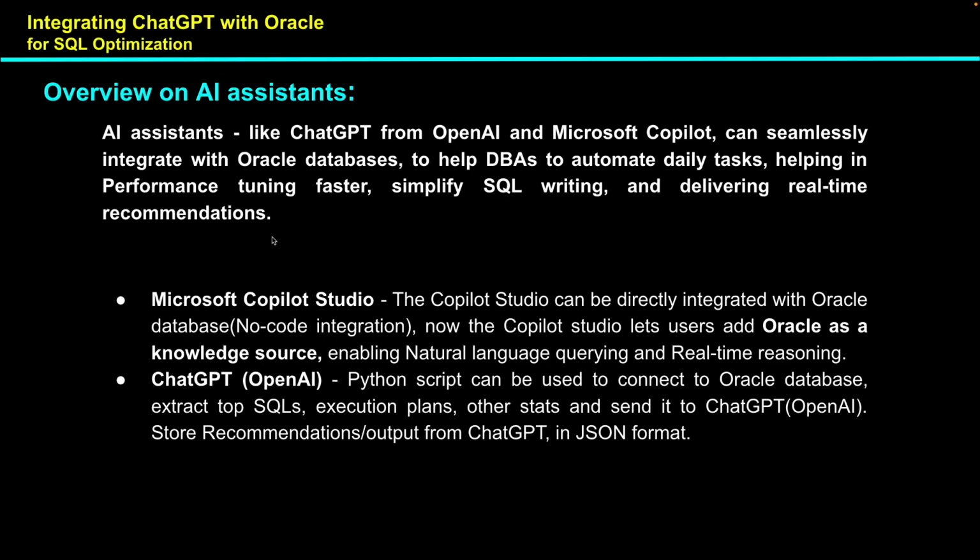Whereas with ChatGPT from OpenAI, we can write a Python script to connect to the Oracle database and extract the top SQLs and execution plans and send it to ChatGPT OpenAI. And then collect the recommendations output from ChatGPT in a JSON format.